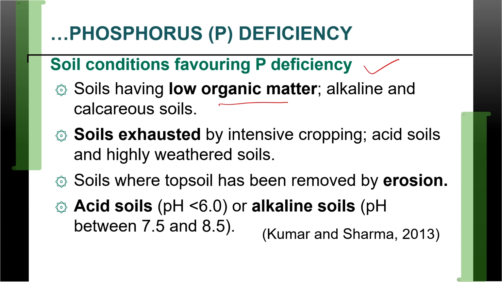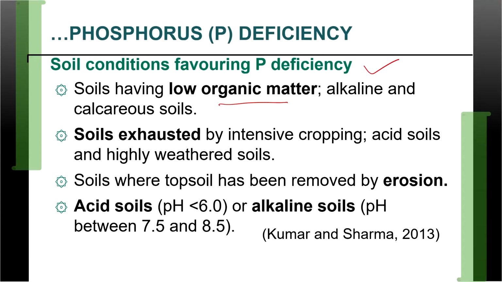Under alkaline and calcareous conditions or under too much acidic conditions, phosphorus gets precipitated. The available phosphorus is in the form of H2PO4- and HPO4 2-. These phosphate ions have maximum availability between 6 to 7 or 6.5 to 7 pH. If pH is less than 6, say 5 or 5.5, or more than 7.5, say 8.5 or 9, under those conditions phosphorus gets fixed, phosphorus gets precipitated. So its availability is reduced.